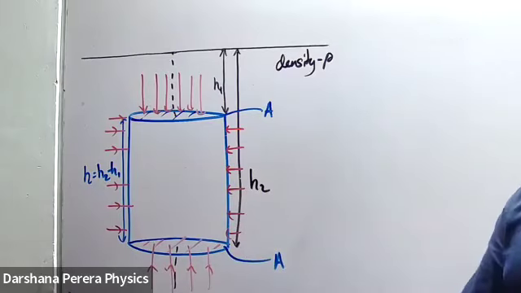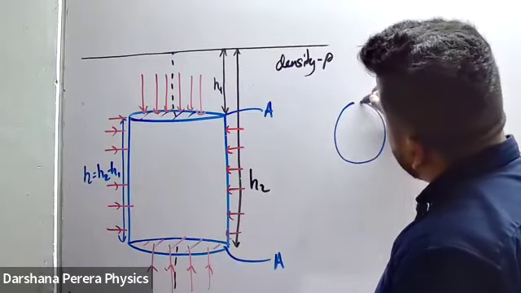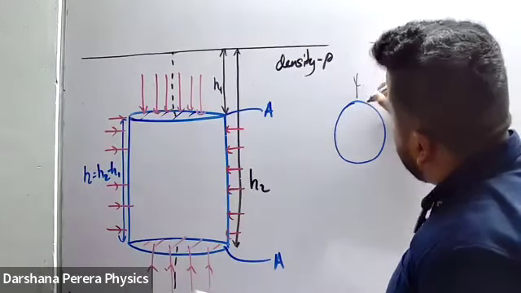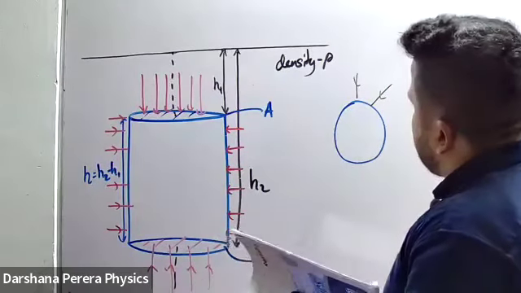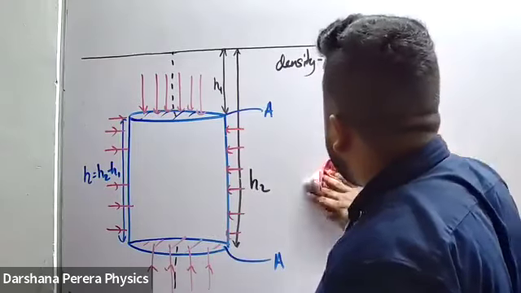If you are considering a spherical shaped object, there is a force acting in every direction. So the summation of the pressure forces gets cancelled out, right?